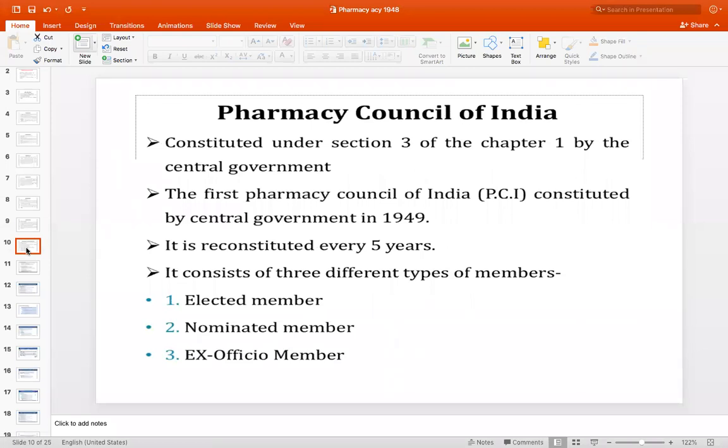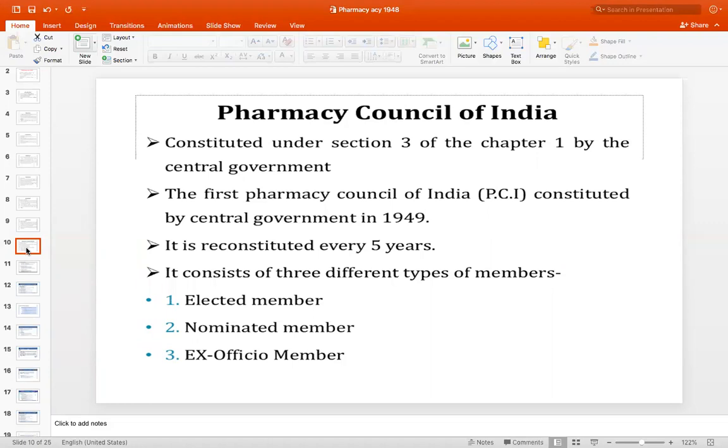And I started with Pharmacy Council of India, and it was formed in 1949 only. And every 5 years, this council gets dissolved, and they will reconstitute it again every 5 years. And after this, I had just introduced these 3 members in this PCI: elected member, nominated member, and ex officio member. So you have to remember who are these elected members, nominated, and ex officio member.